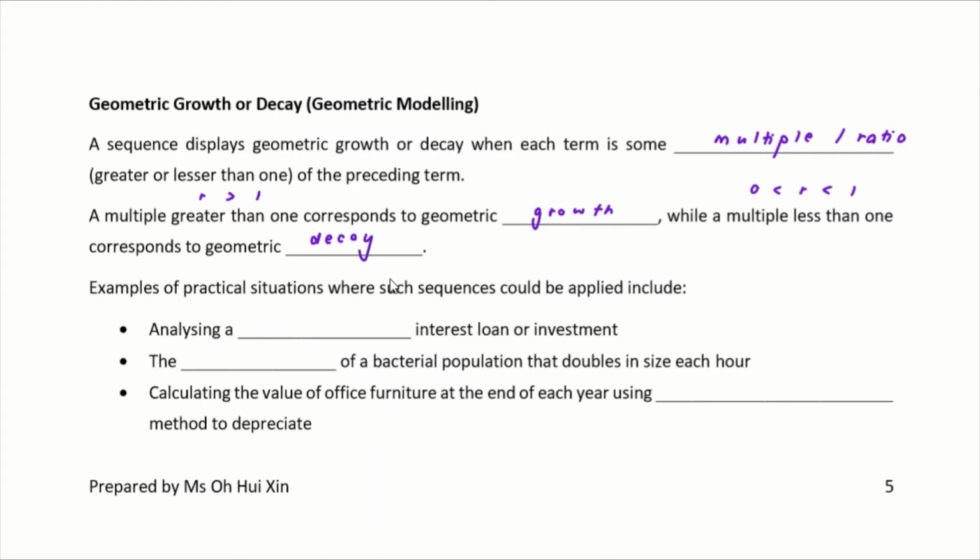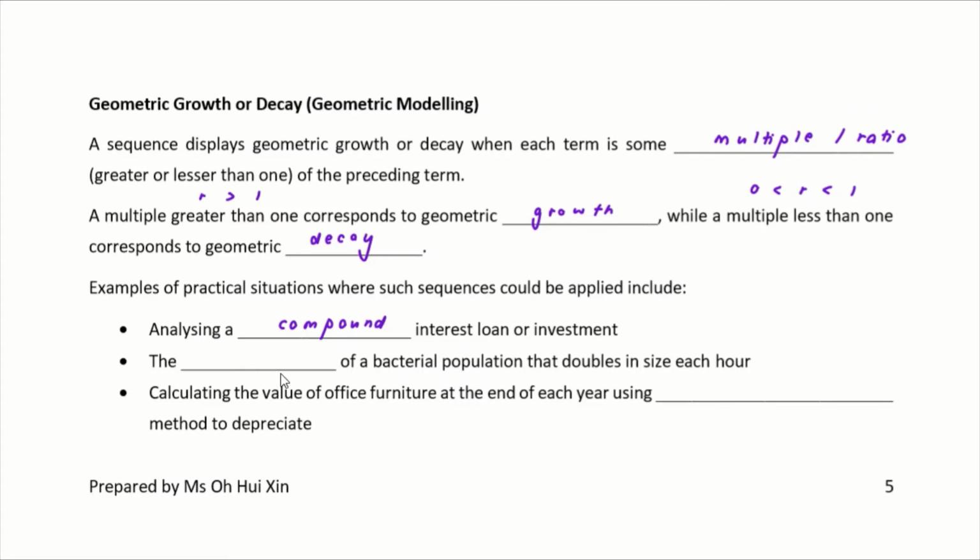Okay, so these are some practical situations where we will be using geometric modeling. So the first one is when we try to analyze a compound interest loan or investment. Okay, so we are going to talk further about this part when we move on to topic 4.2 when we discuss financial mathematics. But you remember, for arithmetic sequence, we use it for simple interest. Then geometric modeling is for compound interest. Okay, so you'll understand this further when we move on.